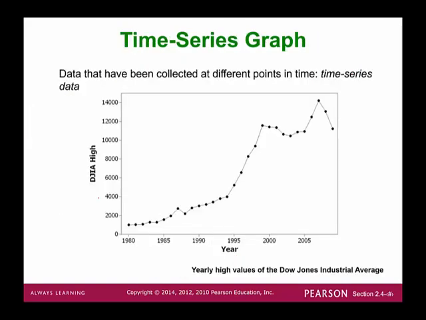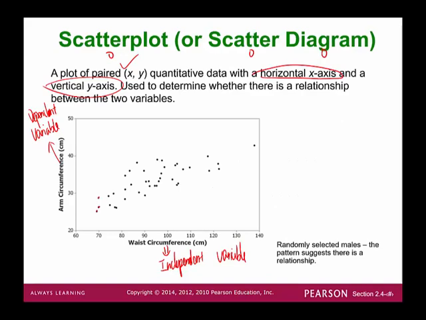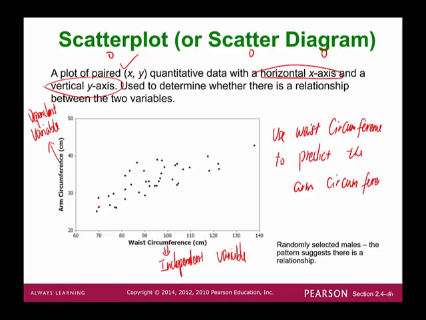Okay. And now from there we get a scatter plot, and we try to investigate using the waist circumference to make the prediction about the arm circumference, to predict the arm circumference. And this technical analysis is what we call the linear regression analysis. And we're going to talk about this in chapter 10.